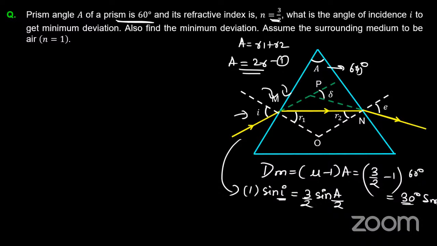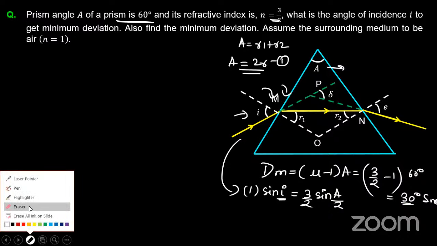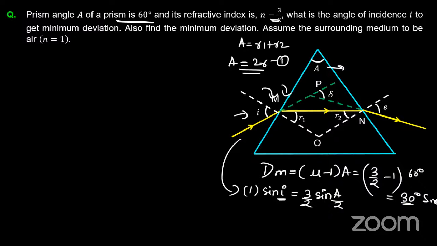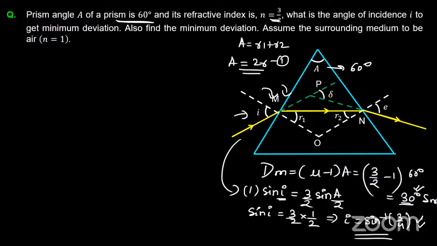Angle of prism is already given, 60 degree. 60 by 2. We get sine r as root 3 by 2 into sine. So from this you can say the angle of incidence which is responsible for such angle of deviation is sine inverse 3 by 4, which is the right answer. And angle of deviation is 30 degree.